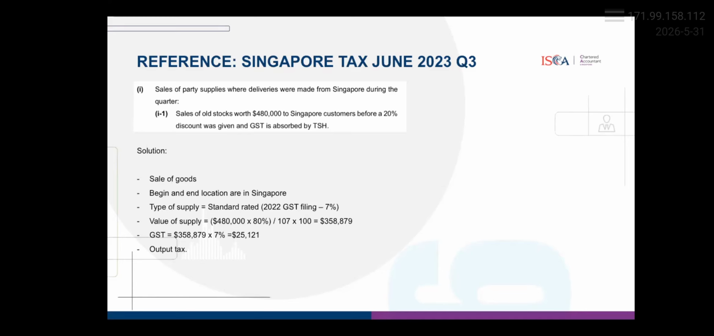358,879. Now, if this is the value of supply, what is the output tax? The GST will then be simply 7% of 358,879, and that gives me 25,121. And that amount is the output tax.